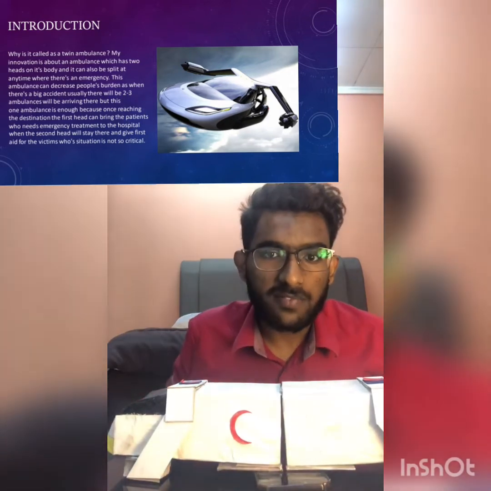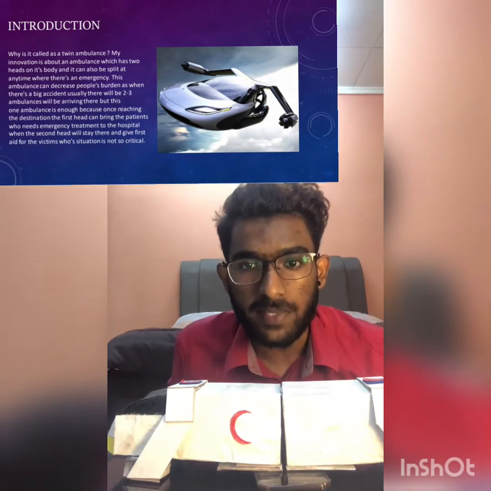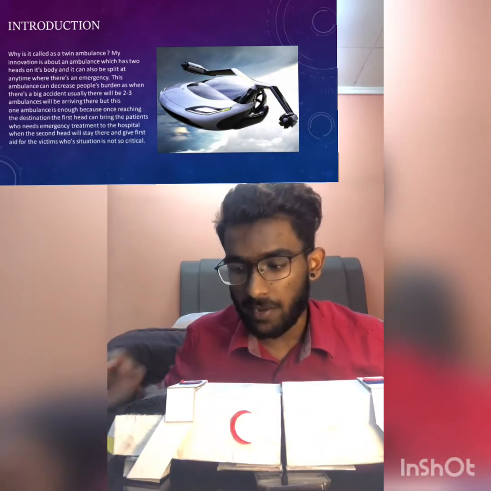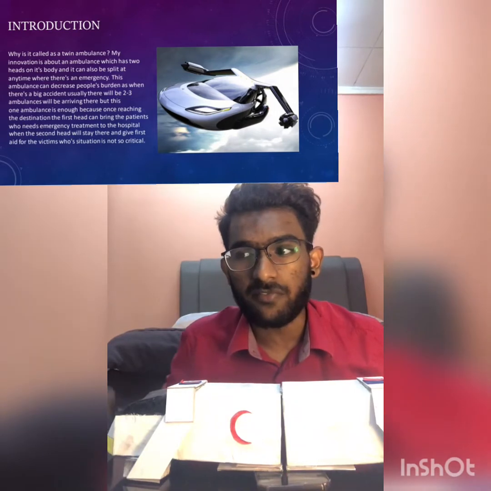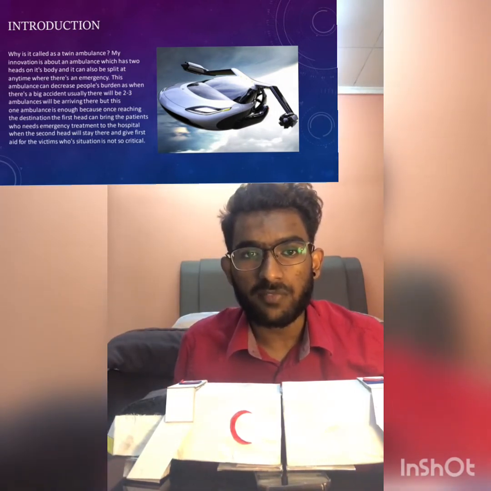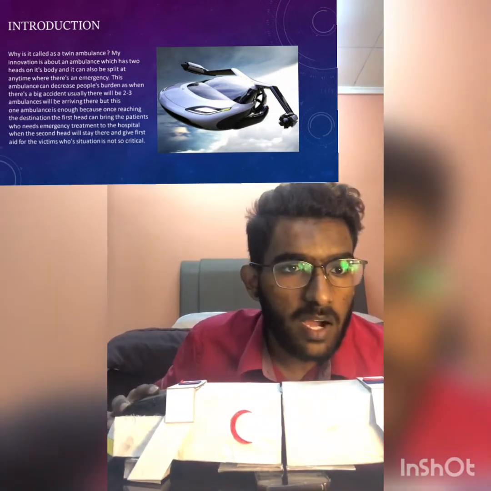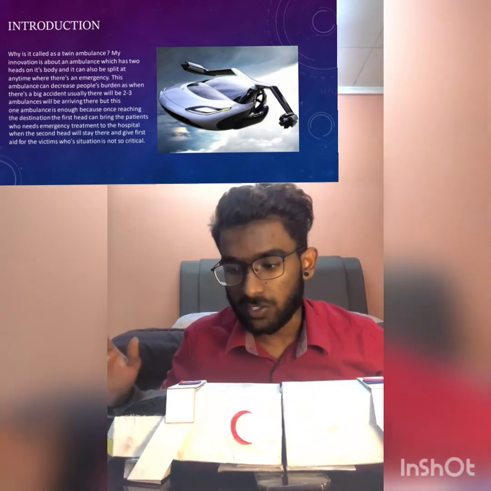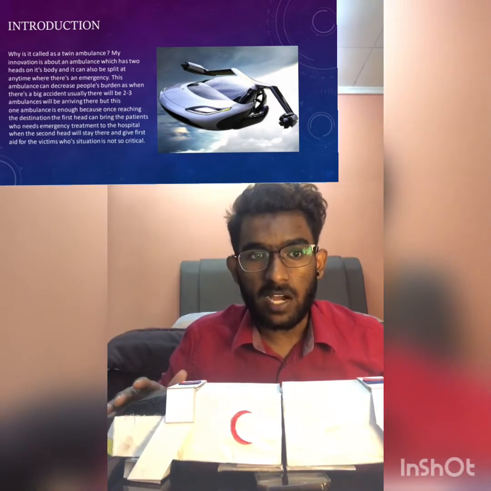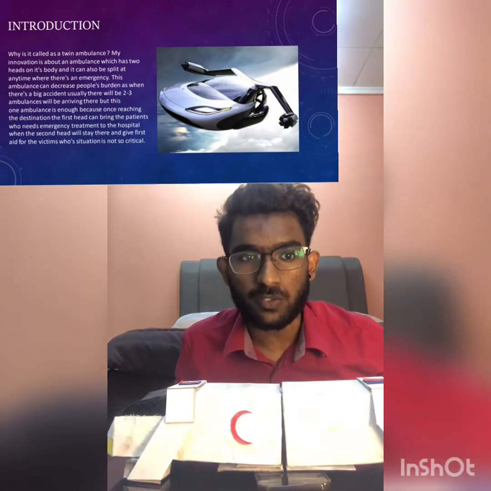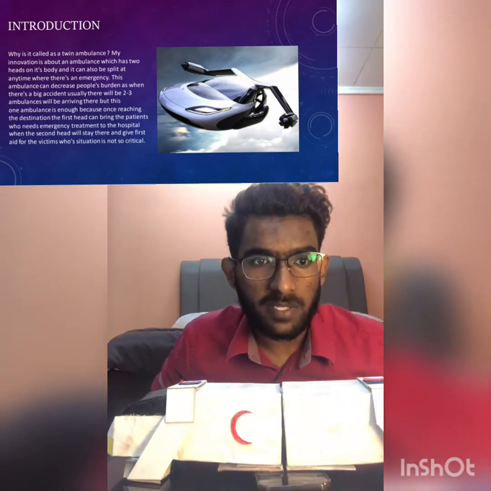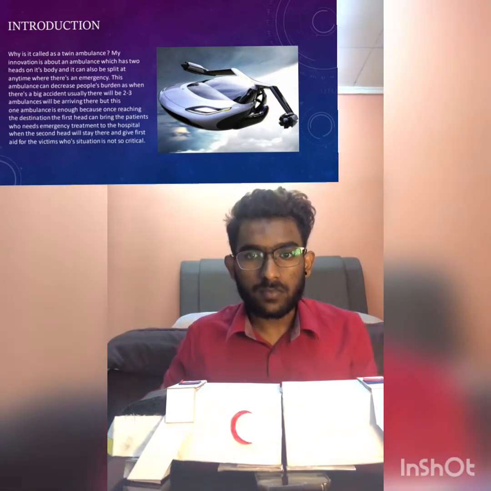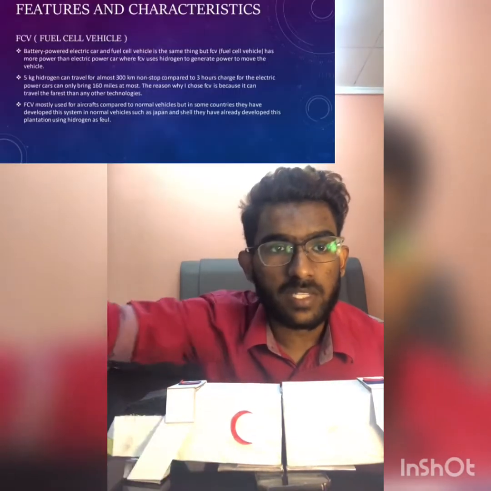If there is an emergency, this ambulance will arrive at that place, and if there is an accident or any emergency, the first ambulance will reach that place. If there are three or four victims, this first head will bring the patients who need emergency treatment, those in a critical situation, to the hospital first, while the second head will stay there to give first aid to the victims whose situation is not so critical. You guys understand what I'm trying to explain? Hope you do.